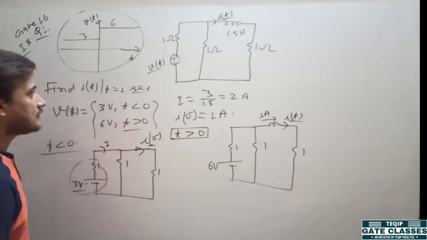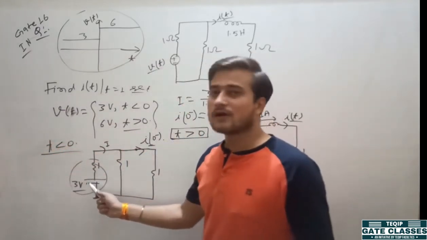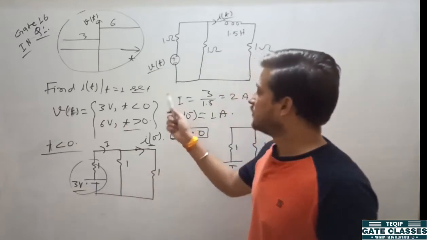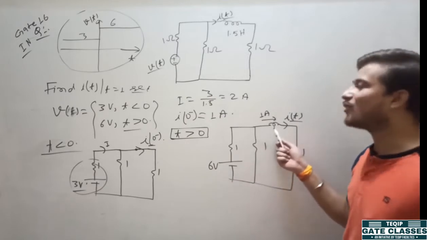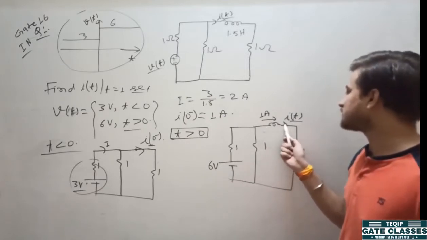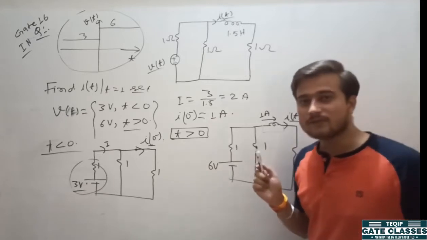See, this is a linear circuit. So what is the meaning of a linear circuit? Here the voltage was 3 volt, current was 1 ampere. If the voltage is 6 volt, current will be how much? When the inductor is short circuited, the current will be 2 ampere for time t tends to infinity.